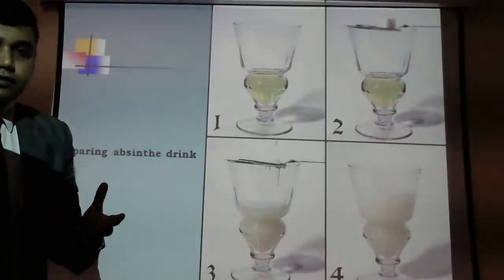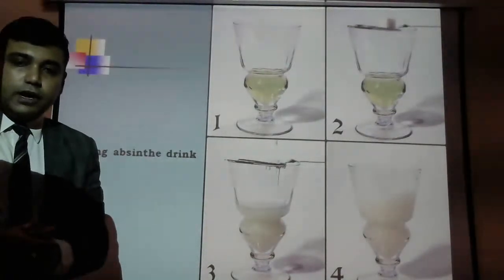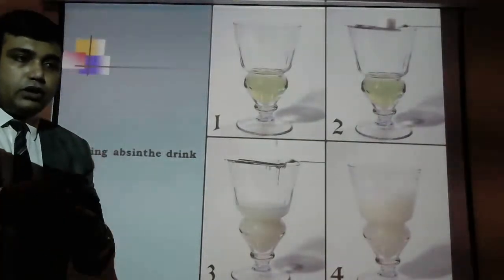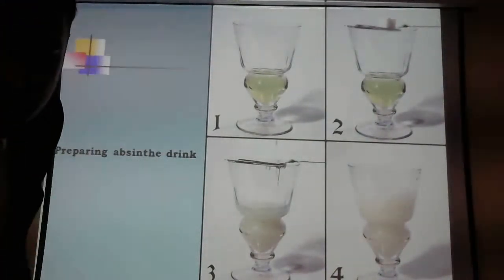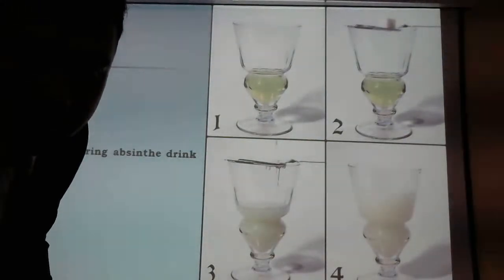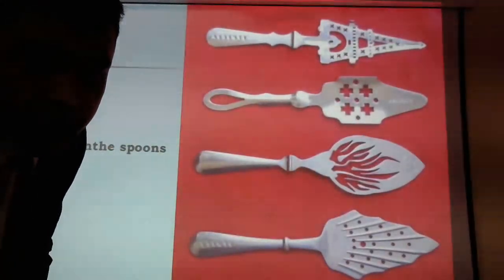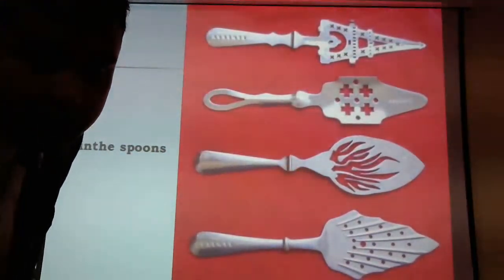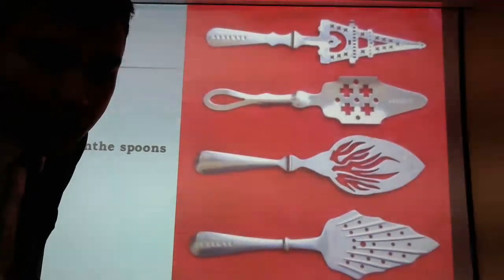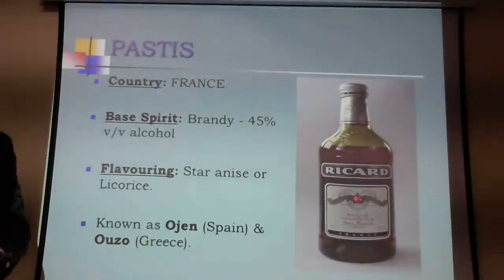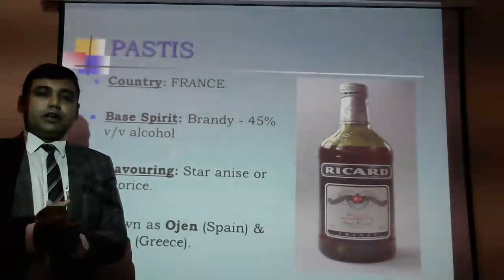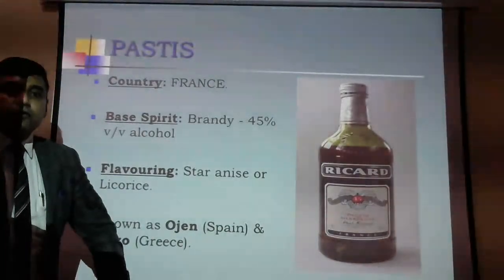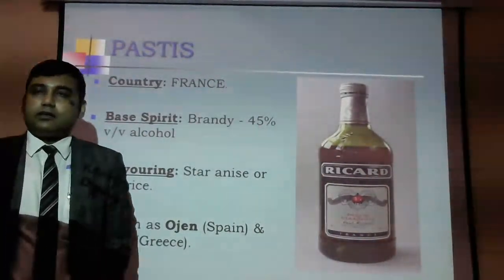That's why it is also called the green fairy drink. So this green fairy starts coming out from the glass. Like when you rub the lamp, the genie comes out. Same way, the green fairy comes out when you start putting the sugar and the water into it. Okay, so these are the different varieties of strainers which they use for serving this absinthe in the traditional way. So that is all about this popular drink called absinthe. Now we will move to the other spirits from France, that is known as pastis.